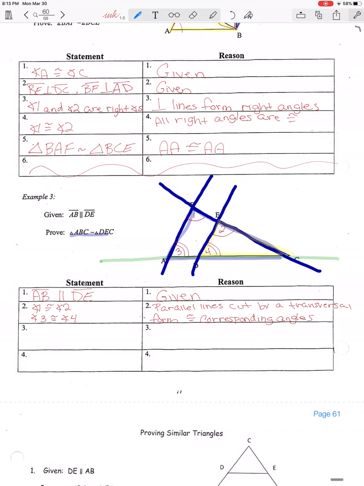But I just want to show you something else. What if you only saw one pair of corresponding angles? And you would say, okay, what do I do now? Well, we can always look for a reflexive. Now, I'm just going to erase this so we can get a better idea of what's going on here and what I'm talking about.